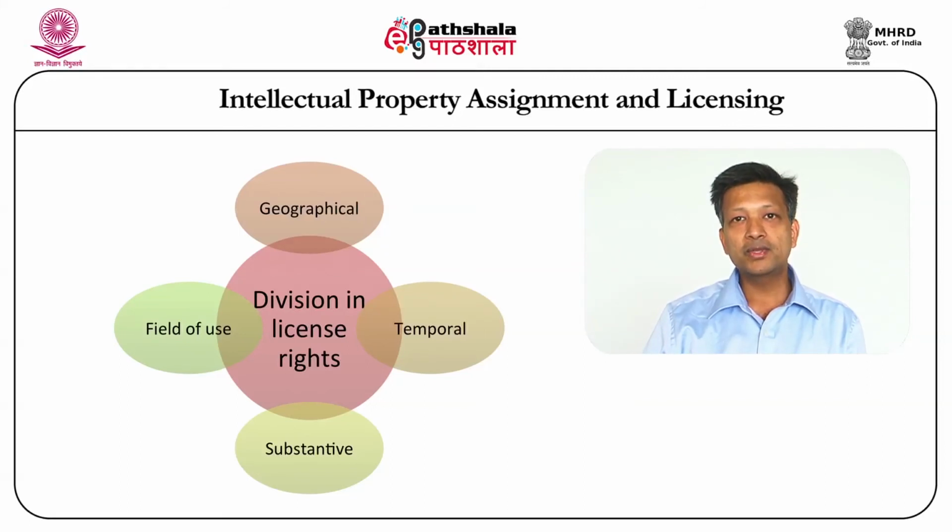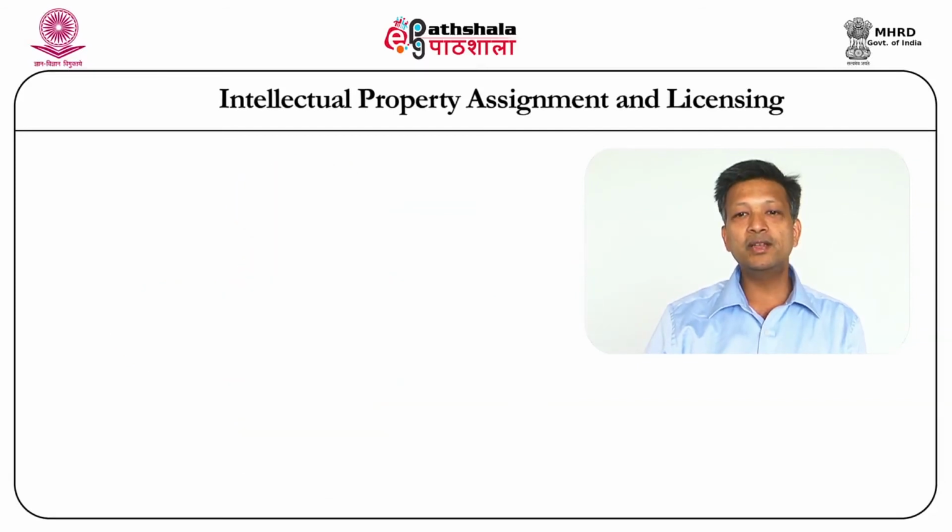Then field of use. If I am the inventor of a technology and obtain a patent on this, then I can license X to utilize it in the field of medicine, I can allow Y to utilize it in a field which is something very different from medicine. So, field of use could be different and it could be apportioned or divided on the basis of field of use. Now, what is the difference between license and assignment?